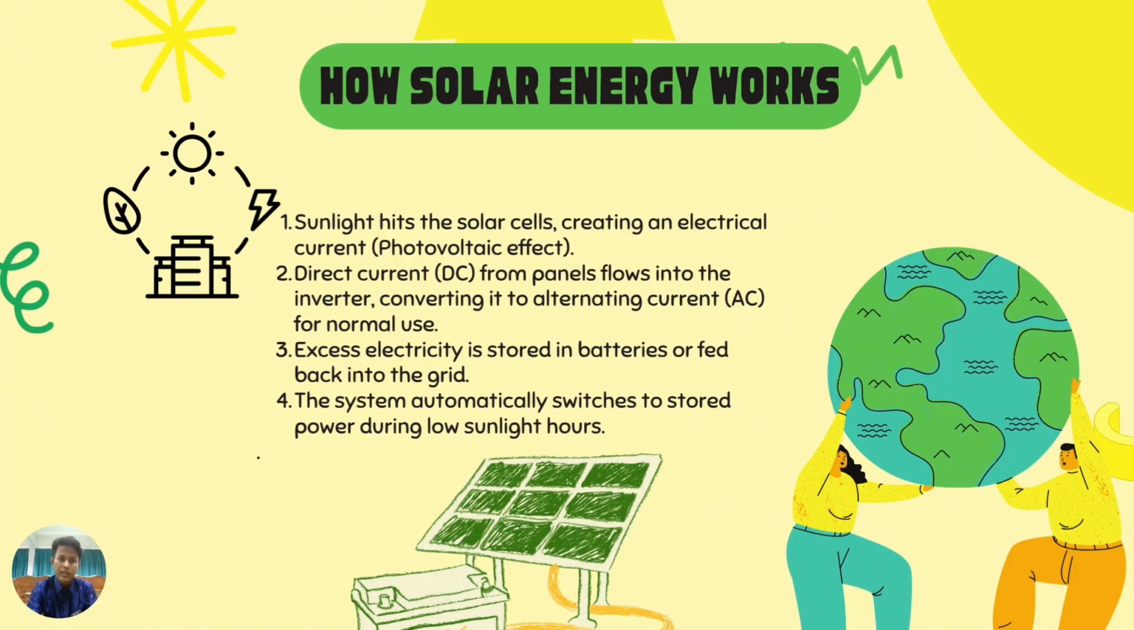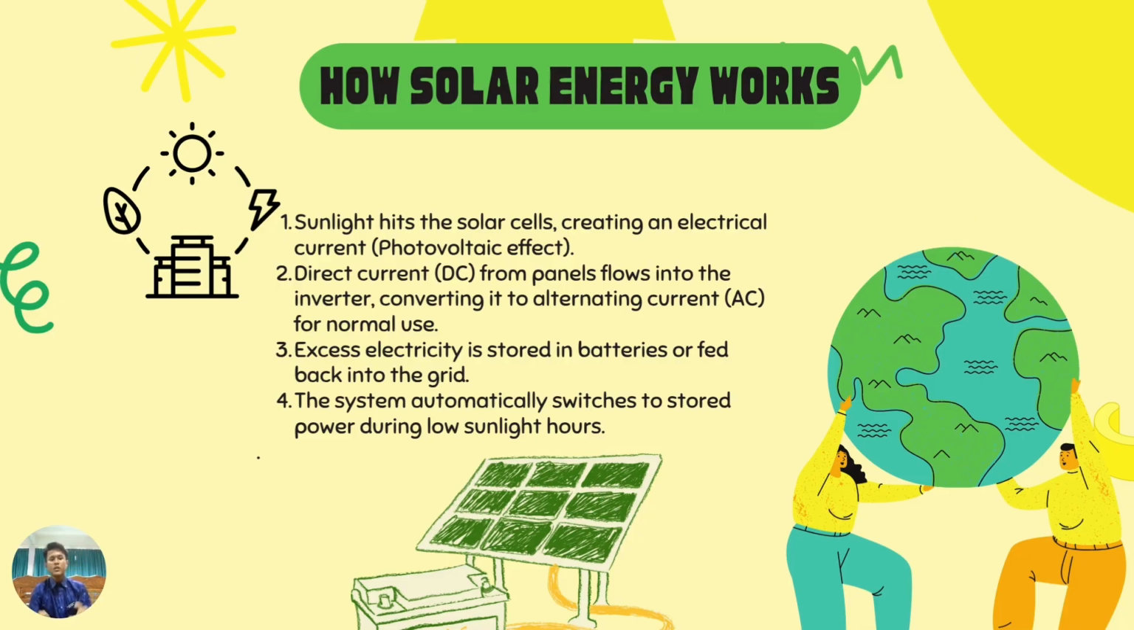Okay, we move to the next slide. This is how solar energy works. First is sunlight. The sunlight hit the solar cell and creating electrical current. This phenomenon is called photovoltaic effect.